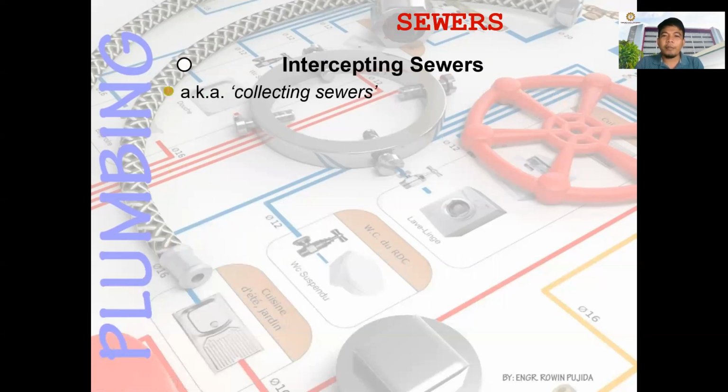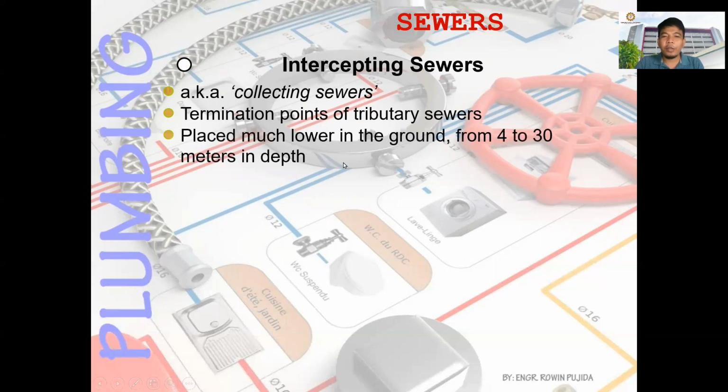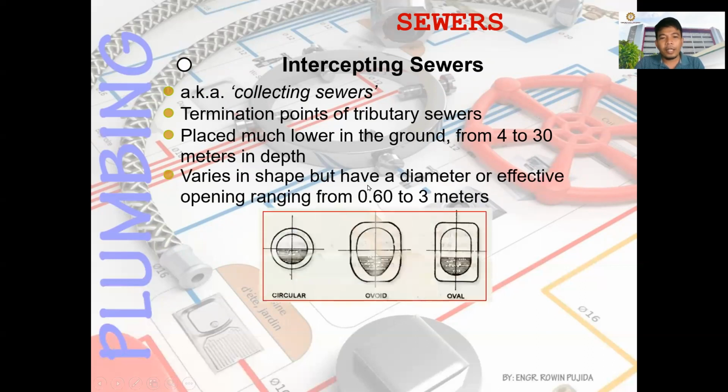Next is the intercepting sewers, also called collecting sewers. This is the termination point of tributary sewers, and is placed much lower in the ground, from 4 to 30 meters in depth. It varies in shape, but has a diameter or effective opening ranging from 0.6 meters to 3 meters. So you have the varying shapes of the intercepting sewer. You have circular, ovoid, and oval.